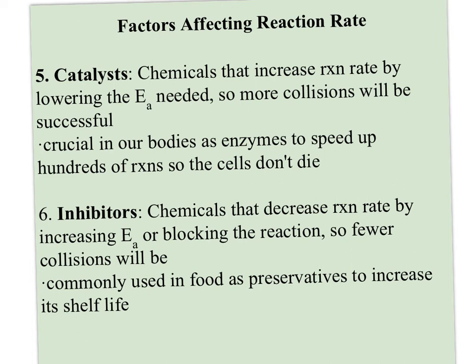more collisions are successful. And catalysts are critical in our bodies, as we have catalysts in our bodies called enzymes, which speed up hundreds of reactions, or our cells would die off before these reactions could take place. Inhibitors, on the other hand, do just the opposite. They decrease the reaction rate or inhibit it by increasing the activation energy or blocking the reaction, so even fewer collisions will be successful. So it's like moving you further away from the target. And this is what we use in preservatives in food to help increase the shelf life.